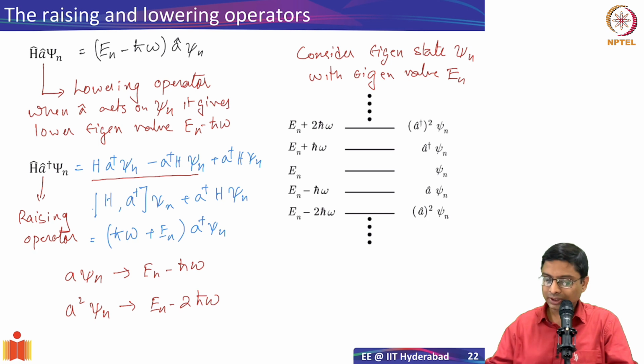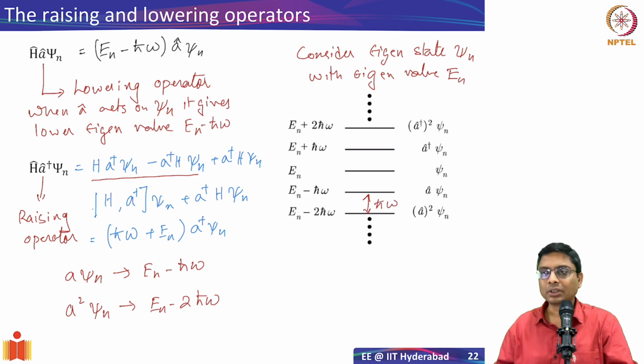So you see that is what is shown in this ladder here. You have psi n corresponding to En, and A acting on psi n will give you En minus h cross omega. A acting twice will give you minus 2h cross omega, and A dagger acting on psi n will give you En plus h cross omega, twice, and so on. So essentially we have this sort of a ladder that is built up, and the spacing between these levels is h cross omega, any two levels.